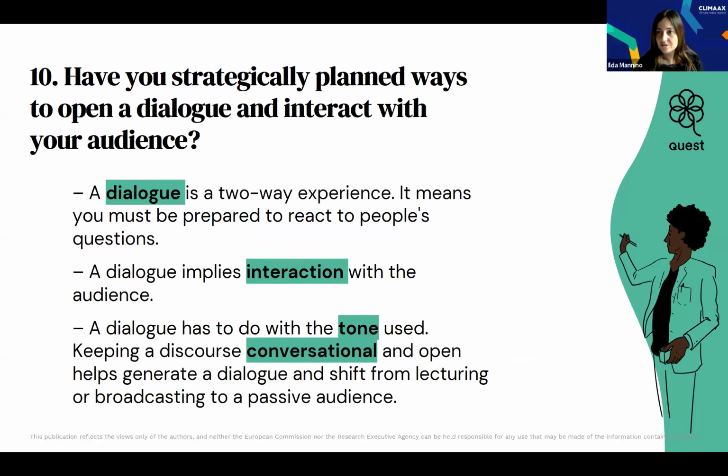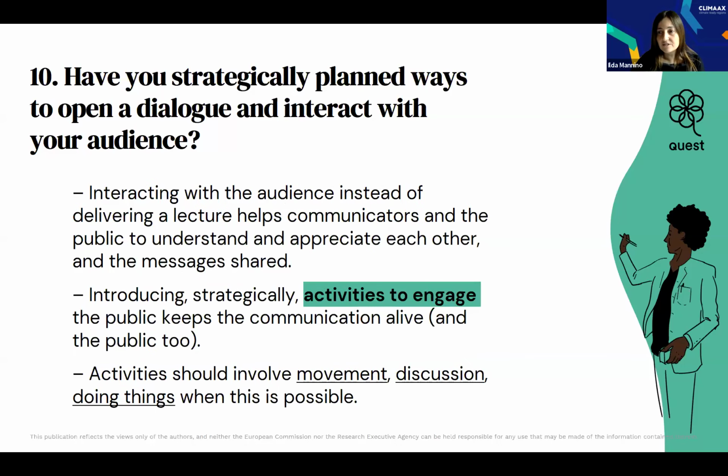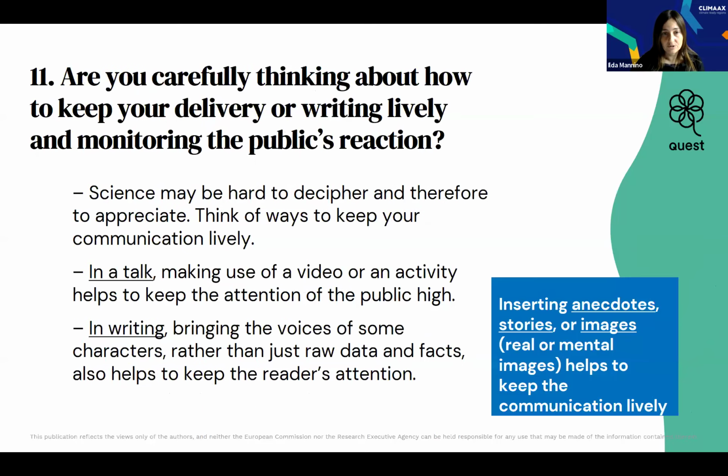Now we come to the interaction with the public. Science communication today is more oriented to really open a dialogue with the public. So support interaction. But this has to be planned, and you have to give the audience the opportunity to interact. For instance, keeping the tone conversational is a way to support interaction, or thinking about activities to engage the public. Both when you write, for instance, asking for feedback, and of course it's easier if you are talking, so you can open the dialogue with the public. And here again, another aspect is to keep it lively. Offering stories, anecdotes, images is also a way not only to frame, but to keep the audience on the topic.